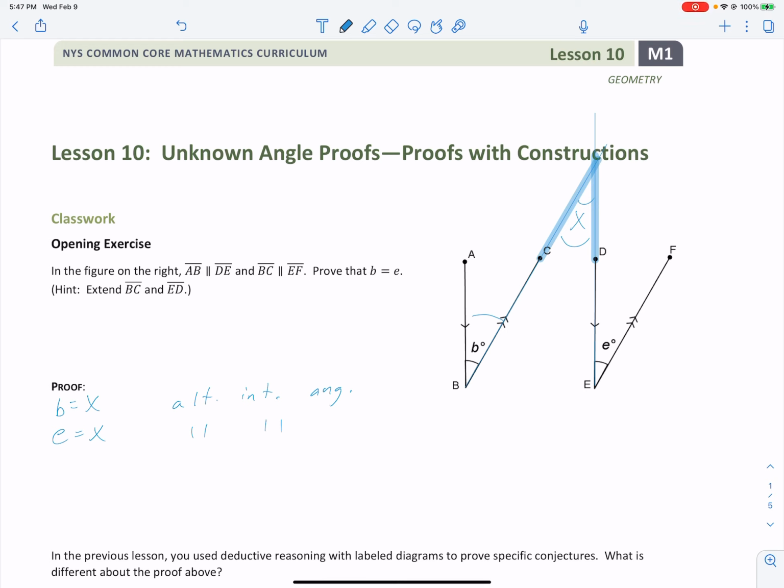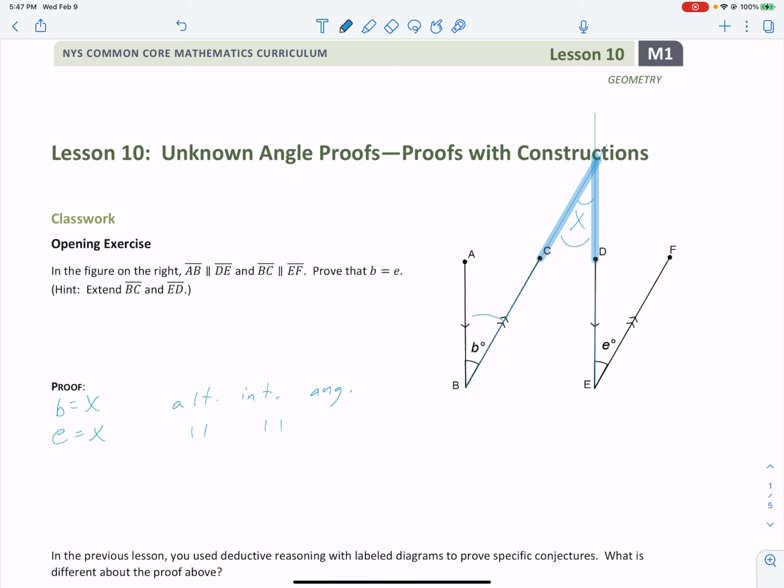The book's specific one was, if parallel lines are cut by a transversal, then alternate interior angles are equal in measure. One thing that I don't like about this is that they use the word cut. That's not a mathematical term. It's more of a colloquialism, something that we typically say.